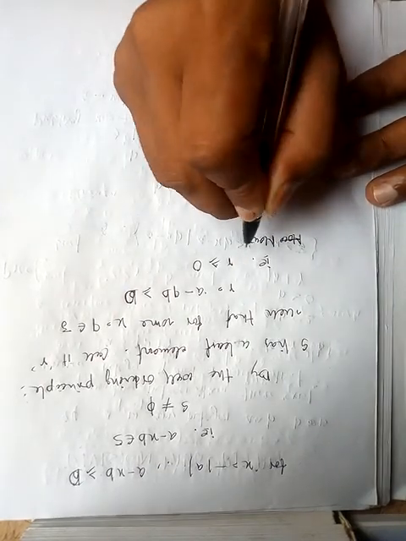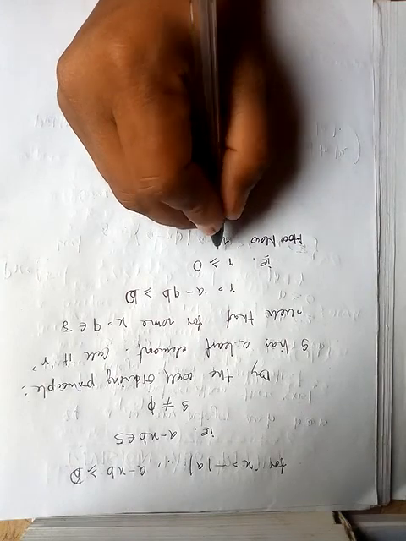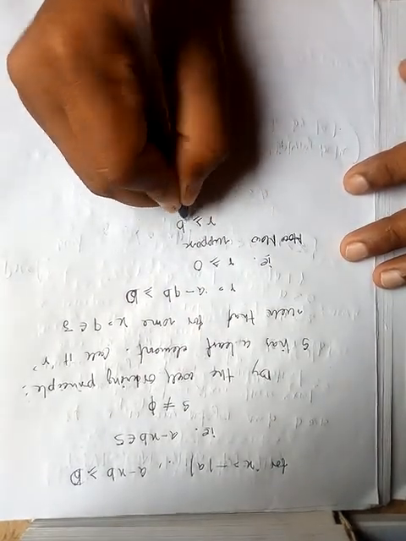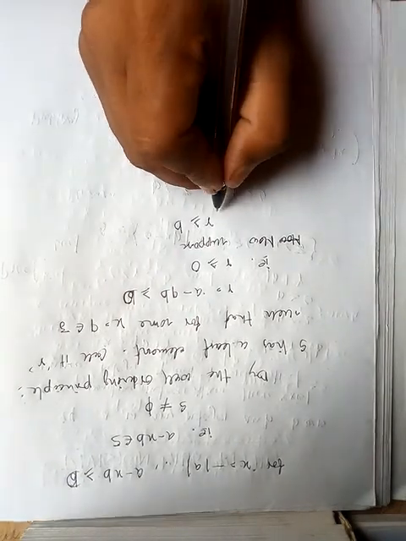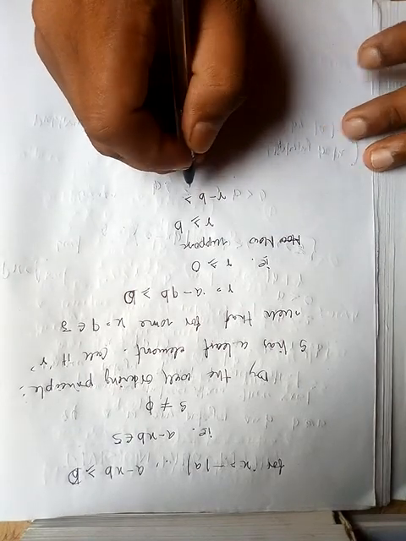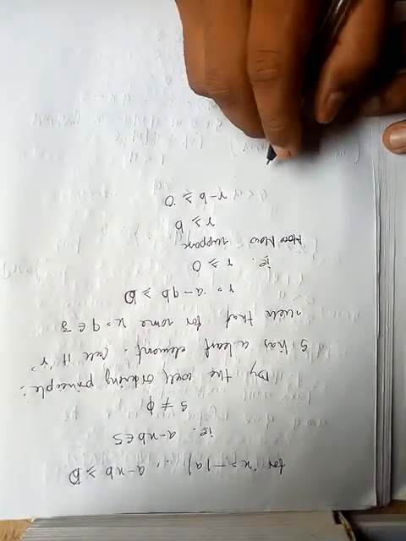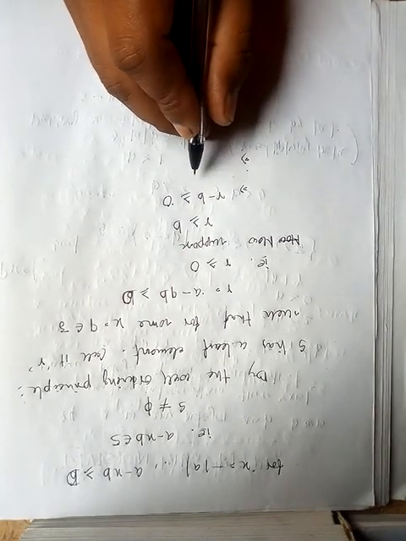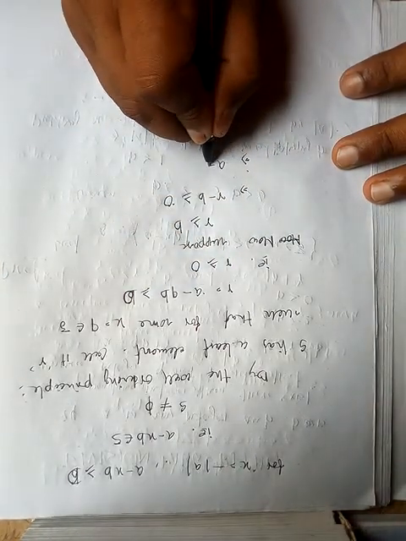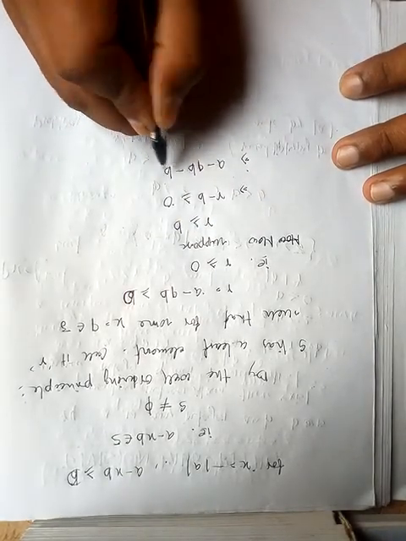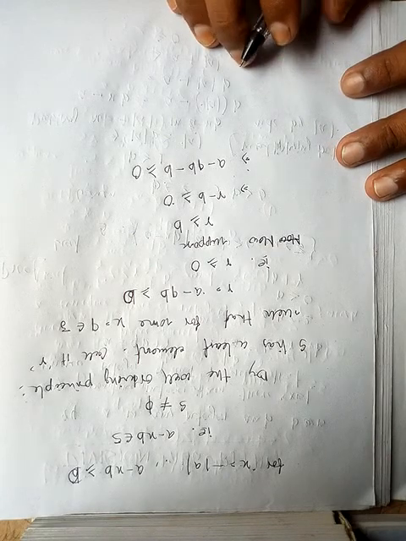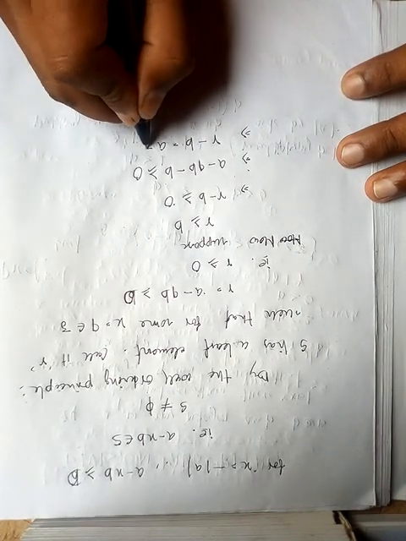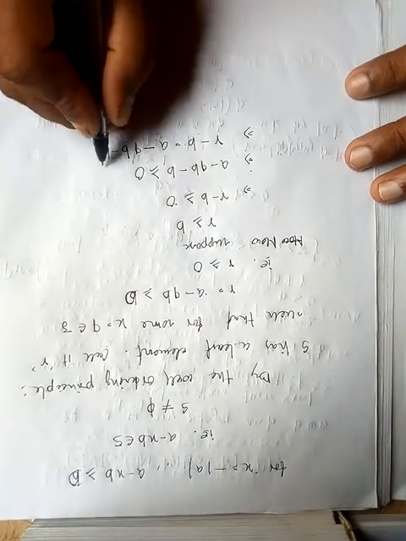This was our first step, first outline. So now suppose R is greater than or equal to B. Okay, now from this you can see R minus B will be greater than or equal to 0. Now from this we can see R equals A minus QB. So A minus QB minus B is greater than or equal to 0. So R minus B equals A minus QB minus B, which is greater than or equal to 0.